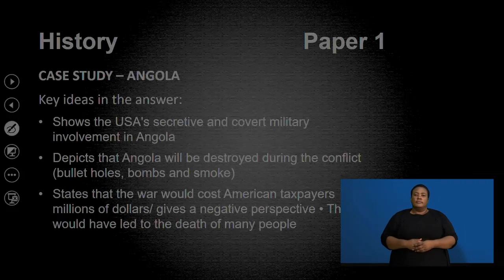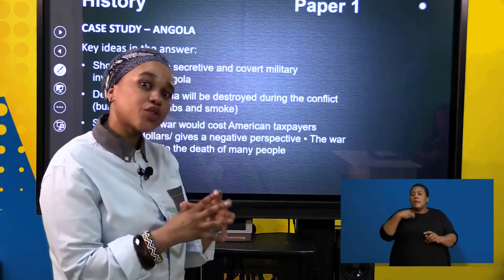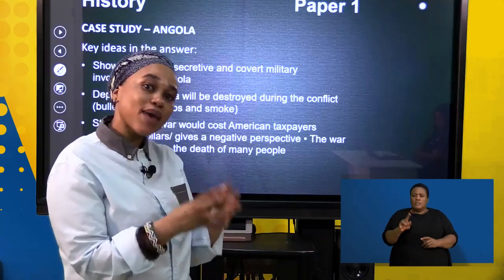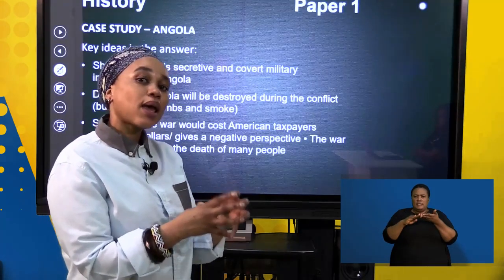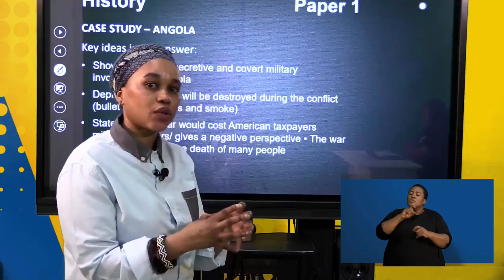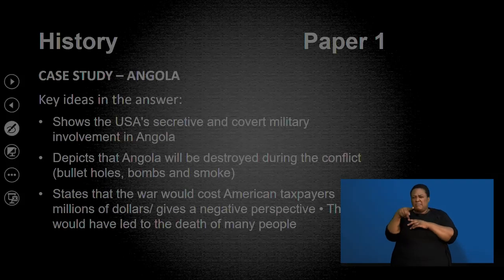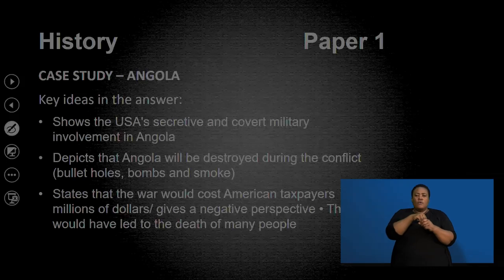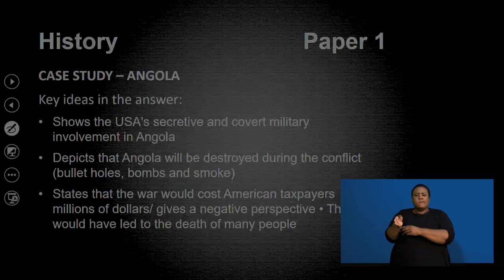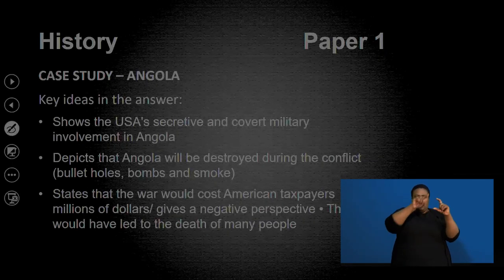Okay, now let's move on to the question to see if you've understood how to analyze the source. So the key ideas in your answer there, remember I told you that you have to tell us what the message of the cartoon was, okay, and you need to use visual clues from the cartoon. So the key answers that you can give there are, it shows the United States' secretive and covert military involvement in Angola. It depicts that Angola will be destroyed during the conflict. You can see the bullet holes and bombs and the smoke. Remember, I did circle those things when we were looking at the actual cartoon.